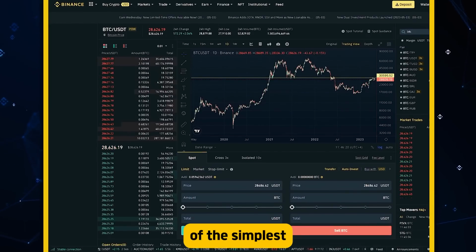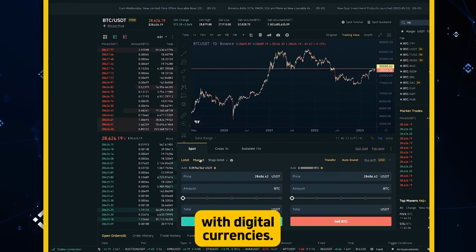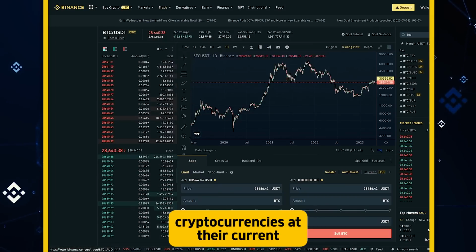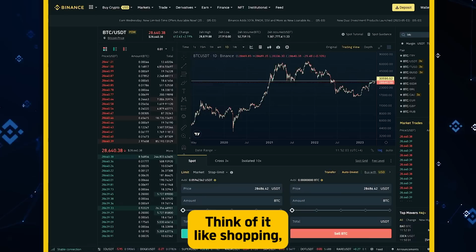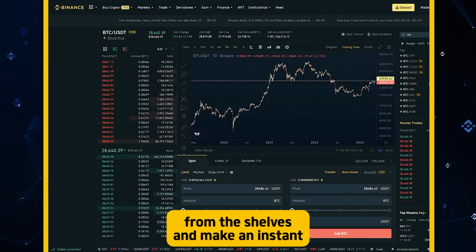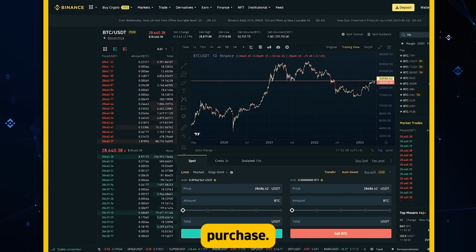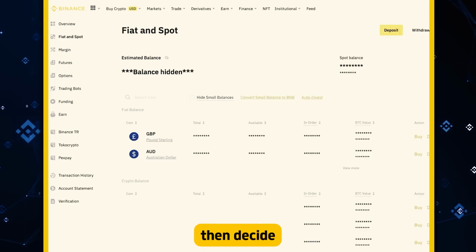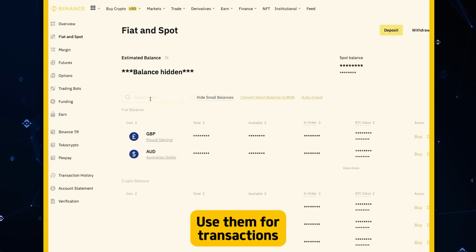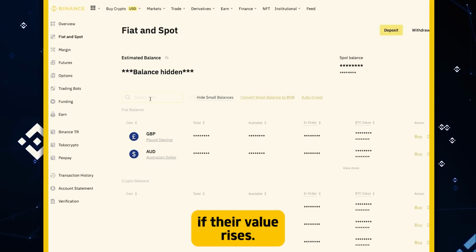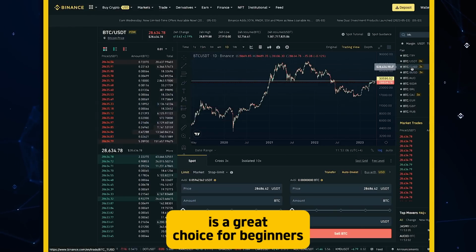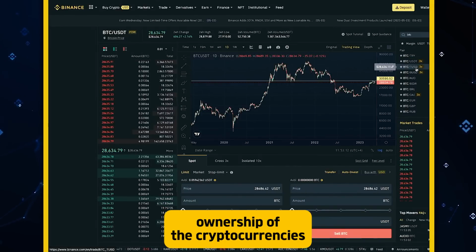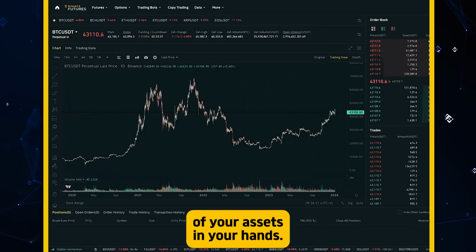So, spot trading is one of the simplest ways to engage with digital currencies. When you engage in spot trading on Binance, you are directly buying or selling cryptocurrencies at their current market price. Think of it like shopping, where you choose what you want from the shelves and make an instant purchase. Once your order goes through, you immediately own the cryptocurrency. You can then decide to keep your coins, use them for transactions, or sell them later if their value rises. Spot trading is a great choice for beginners because of its simplicity and ease of use. It gives you direct ownership of the cryptocurrencies you buy, putting full control of your assets in your hands.